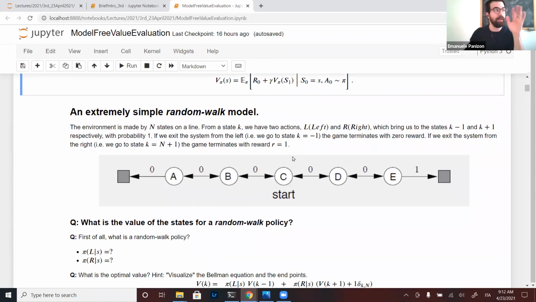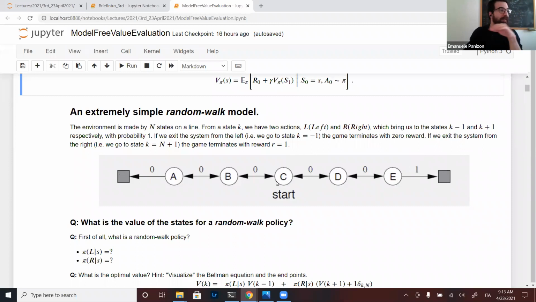And these actions do what they say. So if you take action left, you always go left. If you take action right, you always go right. There are no rewards at all, except for when you are in the last state and you do a right action, you get a reward of 1. And if you end up either in this square here or in this square here, the episode terminates.